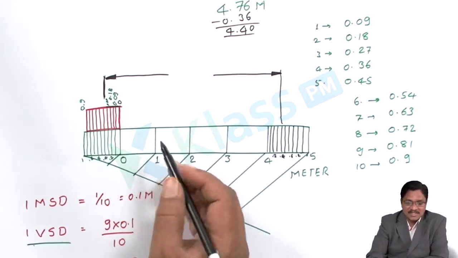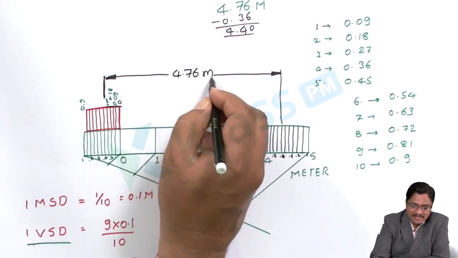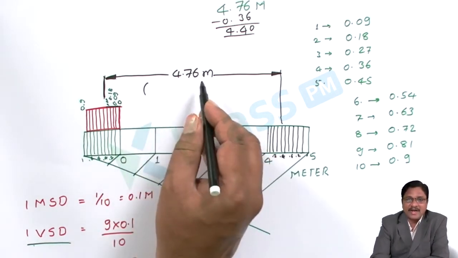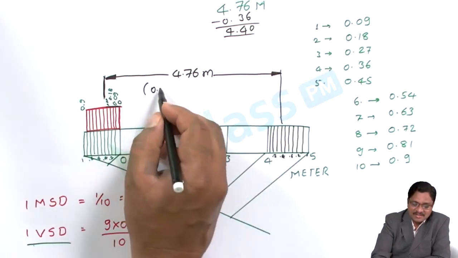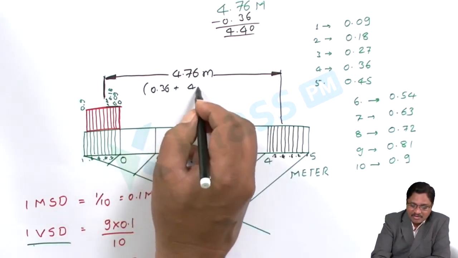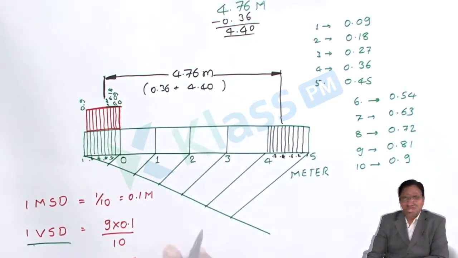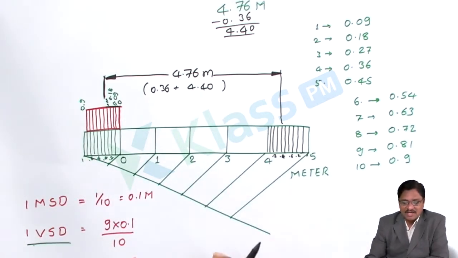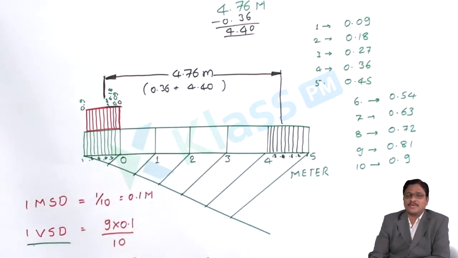What is the maximum distance? 4.76 meters. So I can write 4.76 meters. Please mention in the brackets how we are attaining that: I attained on the vernier length 0.36, and the remaining length of 4.40 I consider on the main scale. This is the procedure. After that you have to show the total length as well as the RF calculation. So this completes the construction of the vernier.